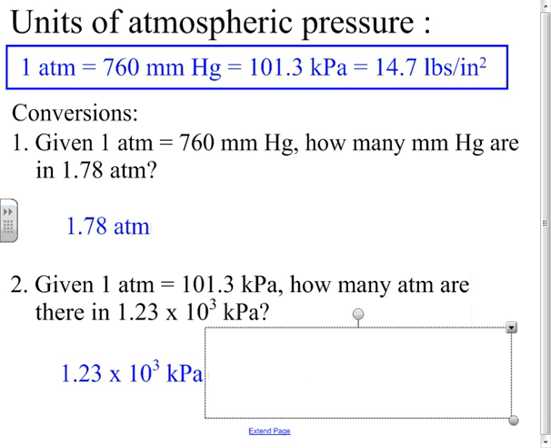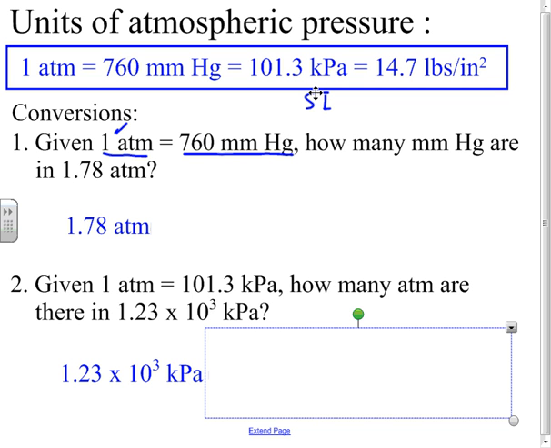Units of air pressure include atmospheres, millimeters of mercury, kilopascals, which are the SI unit of pressure, and pounds per square inch. As far as conversions, you can see all the equivalents in the box given there. This is some simple dimensional analysis. Given one atmosphere, and we're going to treat that as an unlimited number of significant figures, equals 760 millimeters of mercury. We're going to treat that 0 as significant.